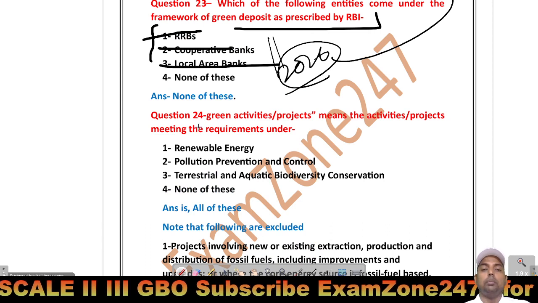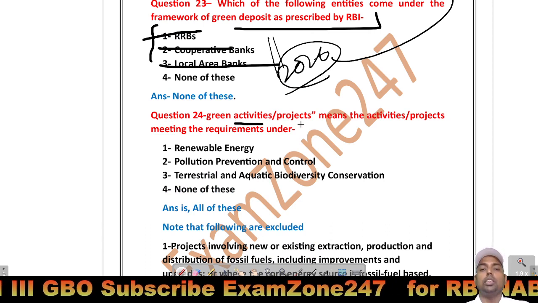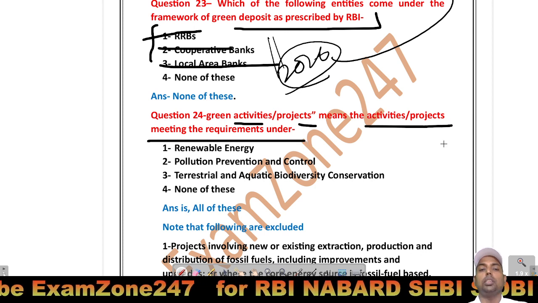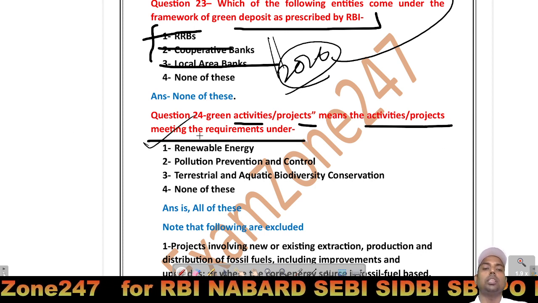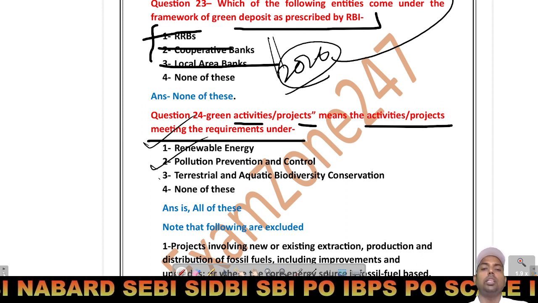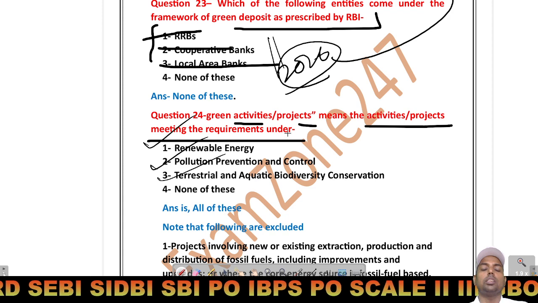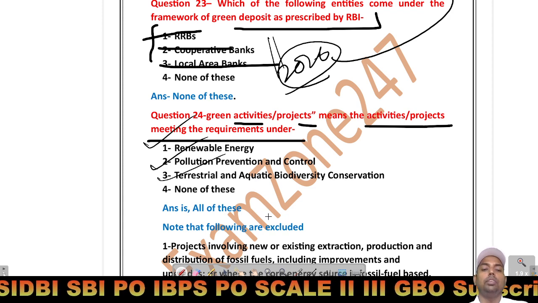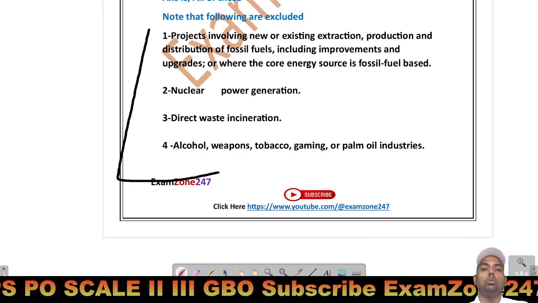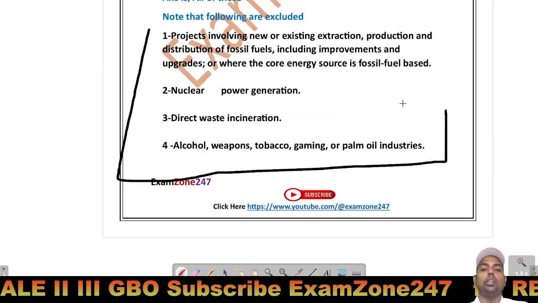But SCBs are eligible. Green activities are projects meeting the requirements under renewable energy. Yes. Pollution control. Yes. Terrestrial and aquatic biodiversity conservation. Yes. Means all of these. Note that the following are excluded. ये जो project हैं ये excluded हैं.